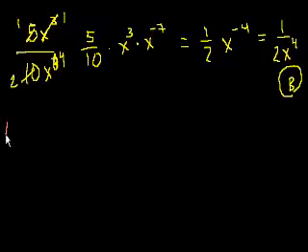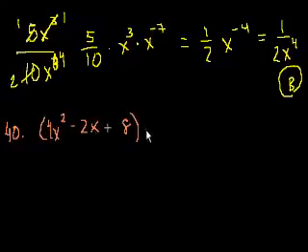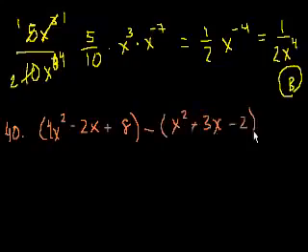Problem 40. This looks like a simplification. They write 4x squared minus 2x plus 8 minus x squared plus 3x minus 2 is equal to. So the key here is just to realize that this is a minus, right? You could kind of view it as a plus minus 1 times this whole thing. So we're just going to have to distribute that out.